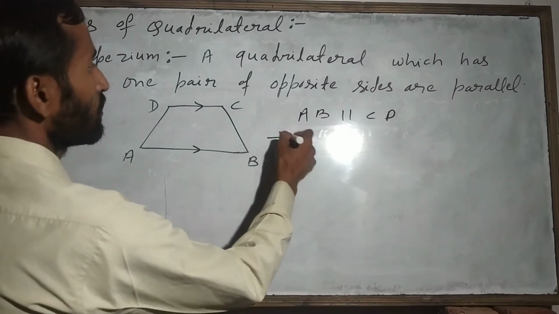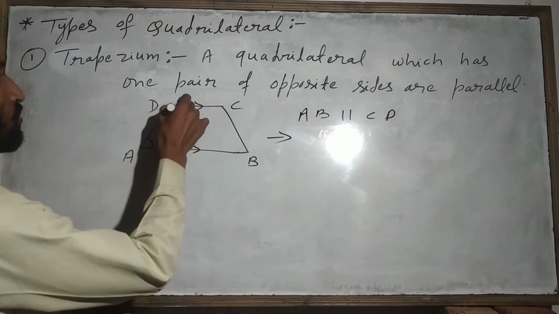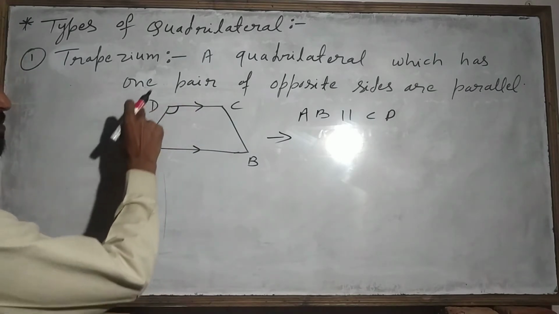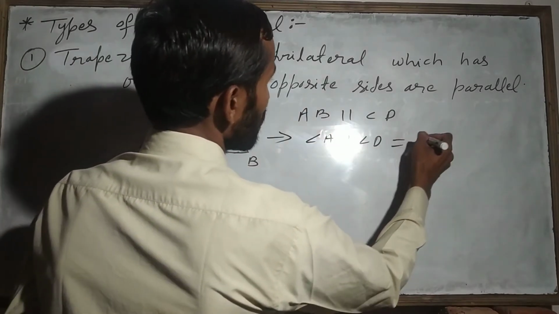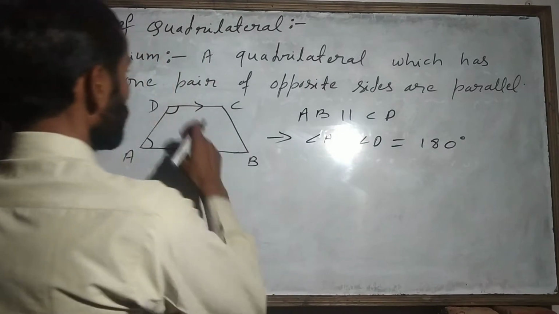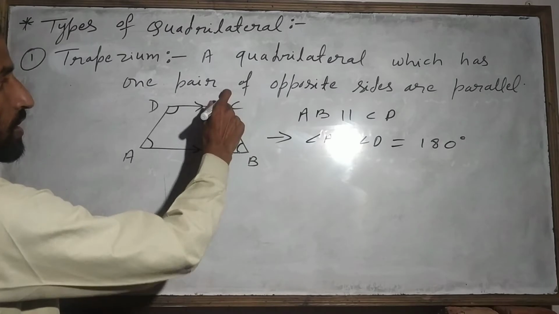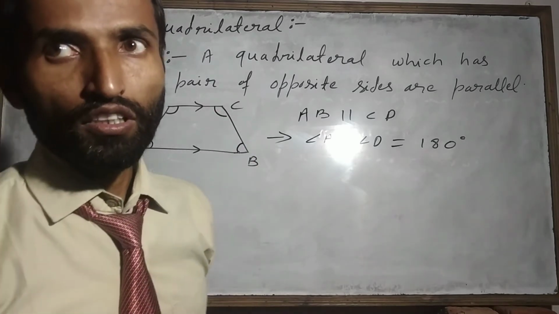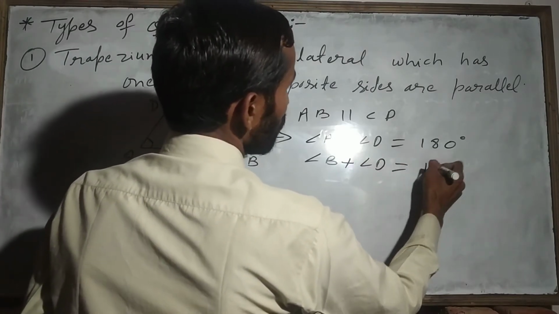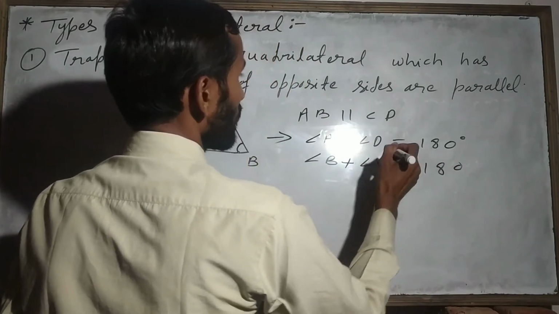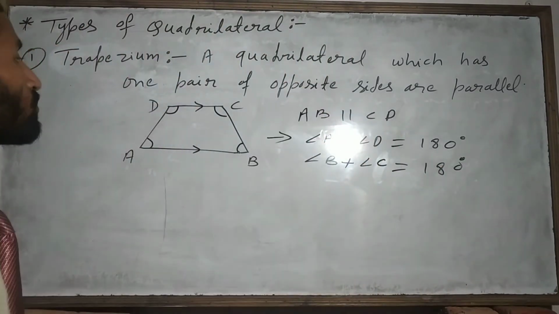Now the second one: if the sides are parallel, then the sum of co-interior angles is equal to 180 degrees, meaning angle A plus angle D. So we will write down like this, angle A plus angle D is equal to 180 degrees. These are the co-interior angles. Like this side also, angle B plus angle C is a co-interior angle, so angle B plus angle C is equal to 180 degrees. So these are the properties of trapezium.